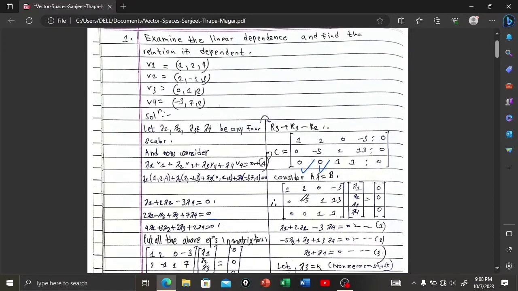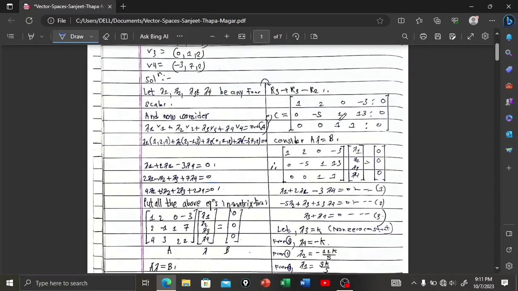We try to make 0 here. If we try to make 0 here with the help of this, then this will be 0, but 1 minus 1 is 0, but this minus 0, 0 minus minus 5 is 5, so this 0 will become 5. And we cannot also make this 0 with the help of this, so we cannot make this 0 with the help of r1 and r2, so leave it as it is.